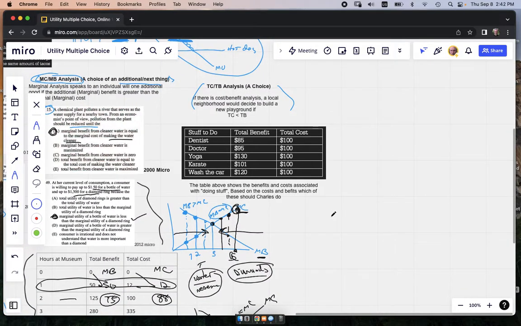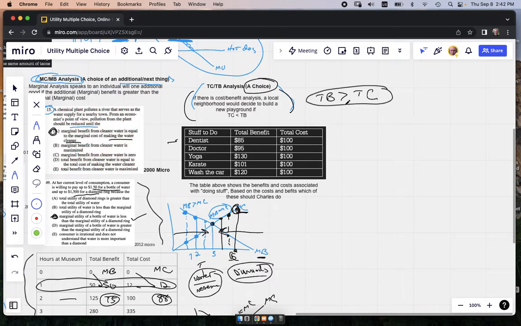The only thing I think I've seen that I have not seen on a released exam is this sort of idea if you were buying something, if you had a choice. It says if there's a cost-benefit analysis, a local neighborhood would decide to build a new playground if and only if the total benefit is greater than the total cost, right? Now we're not talking about a number of playgrounds. We're only talking about they can either run a sewer line from one building, or they can build a neighborhood playground. Those are two different things.